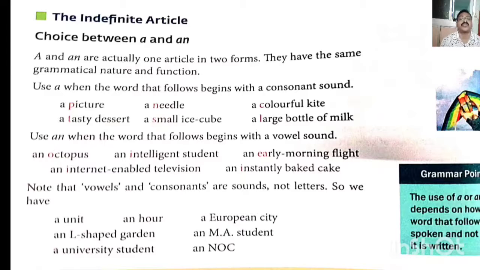The indefinite articles, choice between A and An. A and An are actually one article in 2 forms. They have the same grammatical nature and function.